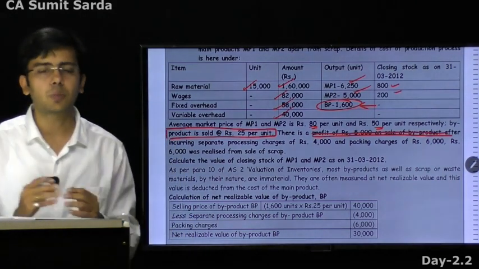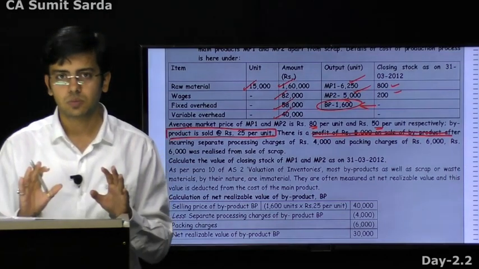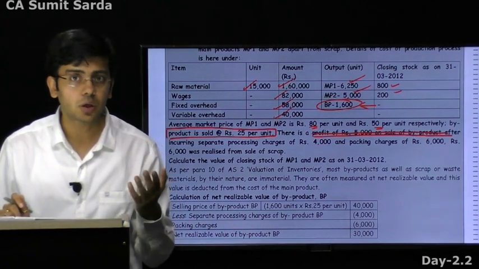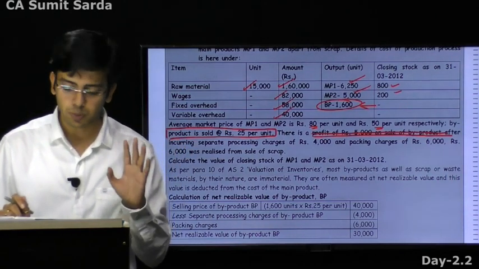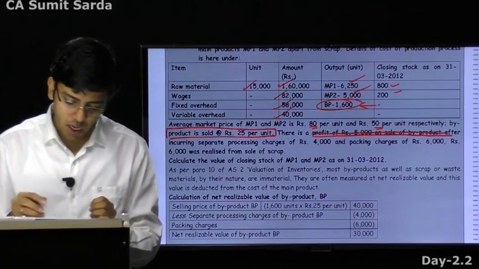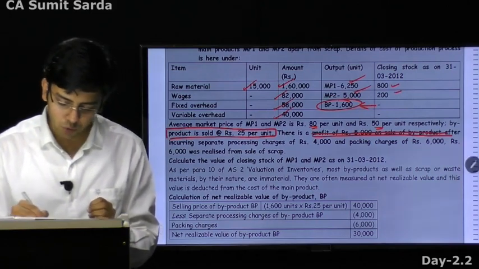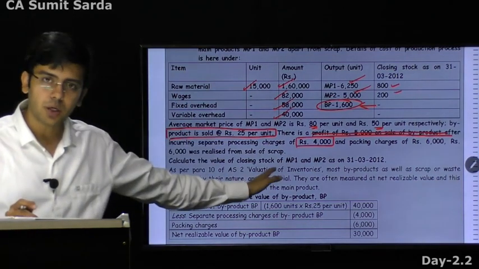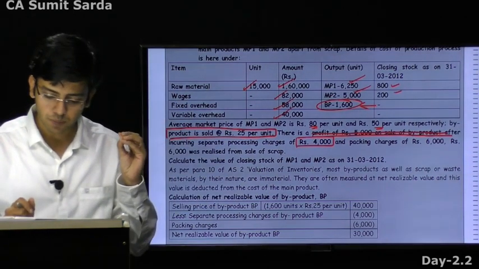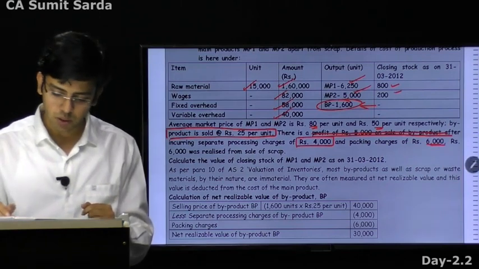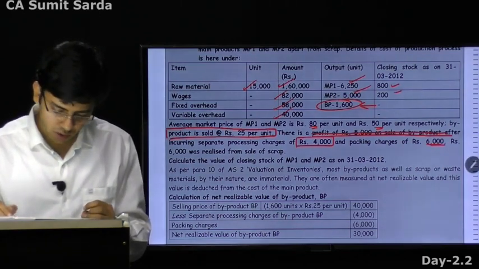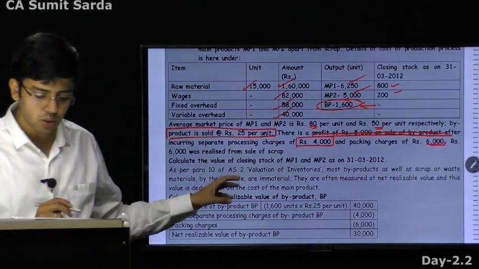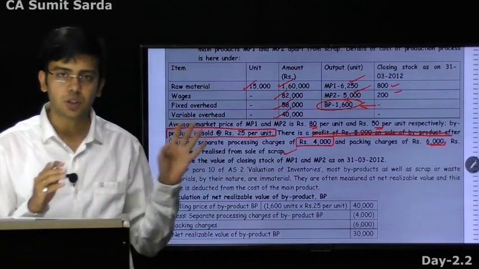You cannot make profit on byproduct, because whatever you are going to realize from byproduct will be deducted from the cost. After incurring separate processing charge of 4000. So in byproduct, we have incurred a cost of 4000. We sold it at 25, but we incurred a cost of 4000 rupees and packing charges of 6000 rupees. Then there is written 6000 realized from sale of scrap. So the sale of scrap is different.